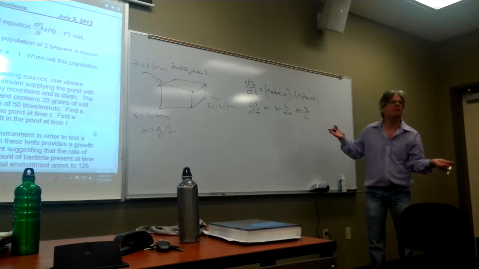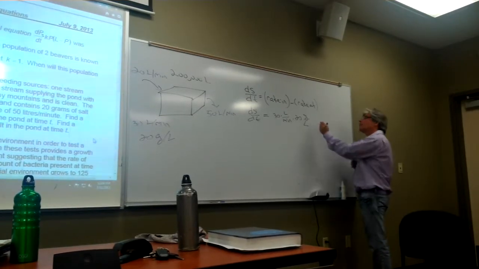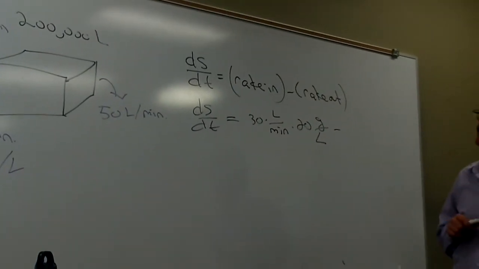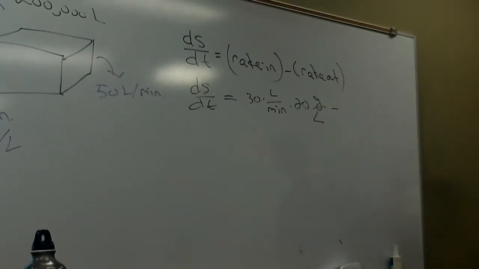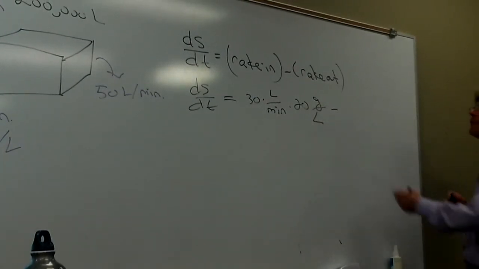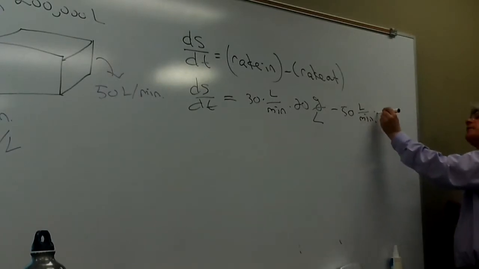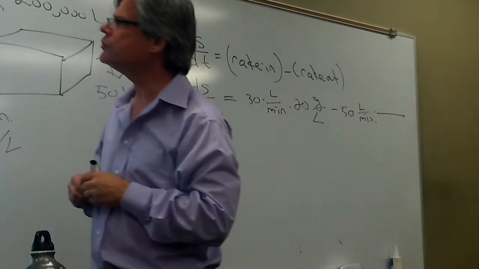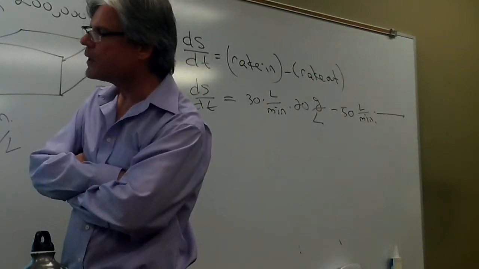I might make some silly mistakes. Minus the concentration of salt in the pond times the rate at which the fluid is flowing out, but the rate at which the fluid is flowing out is going to be 50 liters per minute. I just need to multiply this by the concentration of salt in this particular pond. Oh shoot, you guys, it wasn't given. Why not? Because I have to find it.